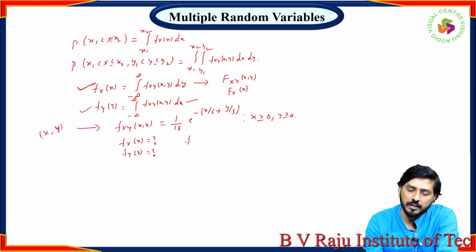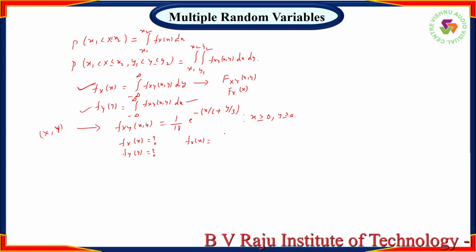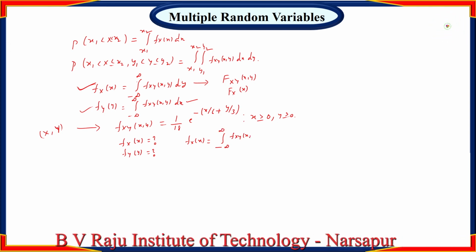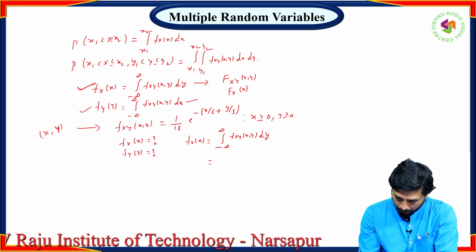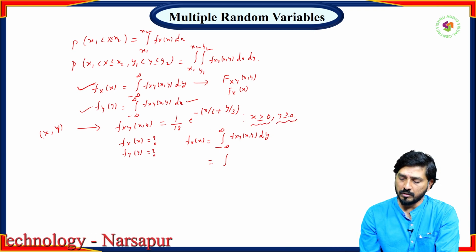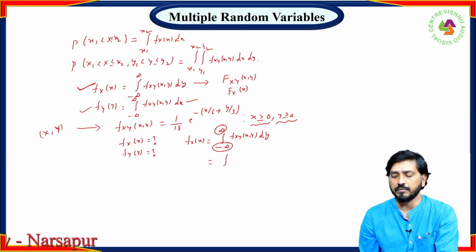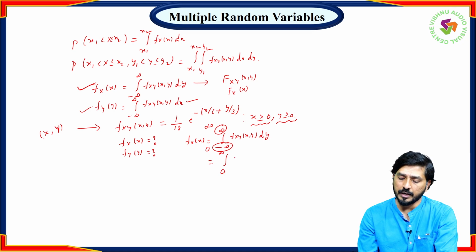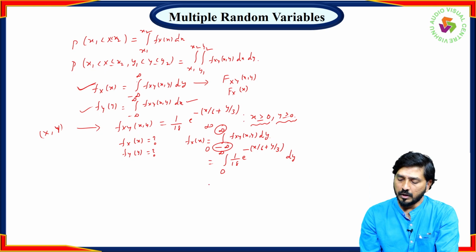Now we will find it. We have already seen fX(x) equals the integral from minus infinity to infinity of f(x,y) dy. Now substitute the values. The function is defined for x greater than or equal to 0 and y greater than or equal to 0. That means the limits are not from minus infinity to infinity, but from 0 to infinity. So we substitute 0 to infinity and the value 1/18 e^(-(x/6 + y/3)) dy. With respect to y, the x term is constant, so you can take it out.